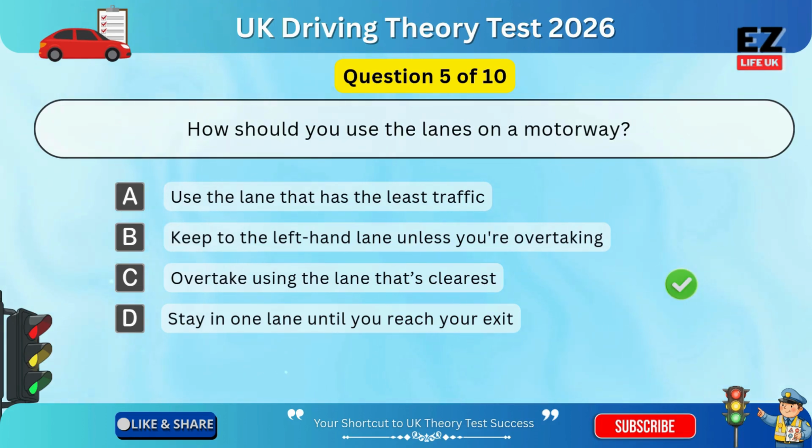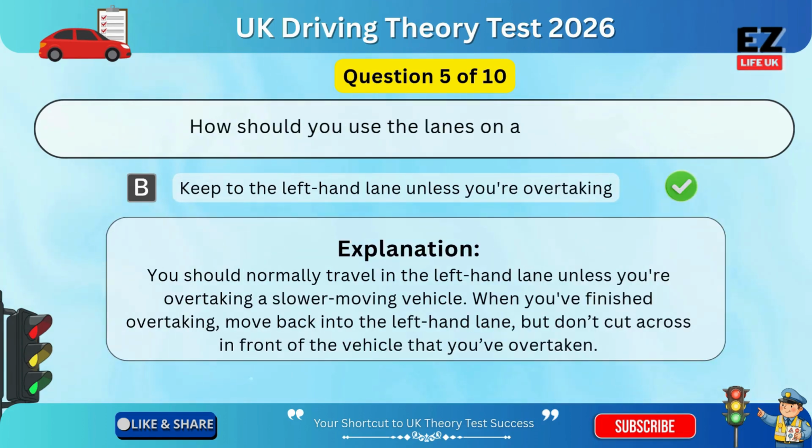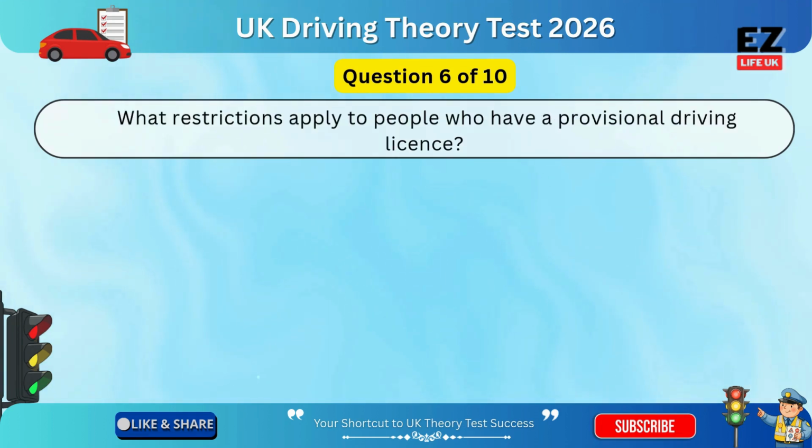Let's look at why the correct answer is option B. You should normally travel in the left-hand lane unless you're overtaking a slower-moving vehicle. When you've finished overtaking, move back into the left-hand lane, but don't cut across in front of the vehicle that you've overtaken. Question 6. What restrictions apply to people who have a provisional driving license?